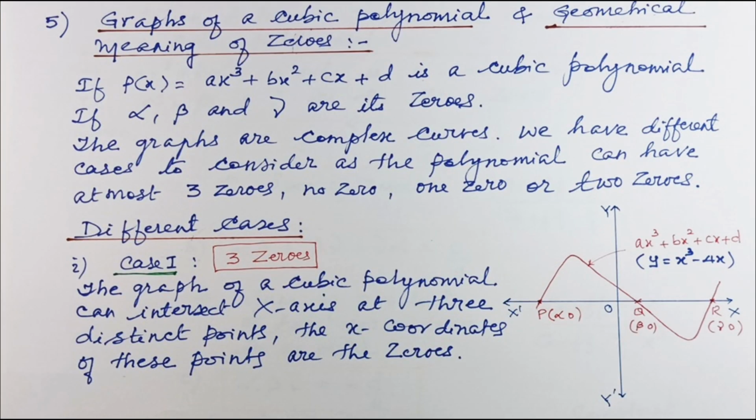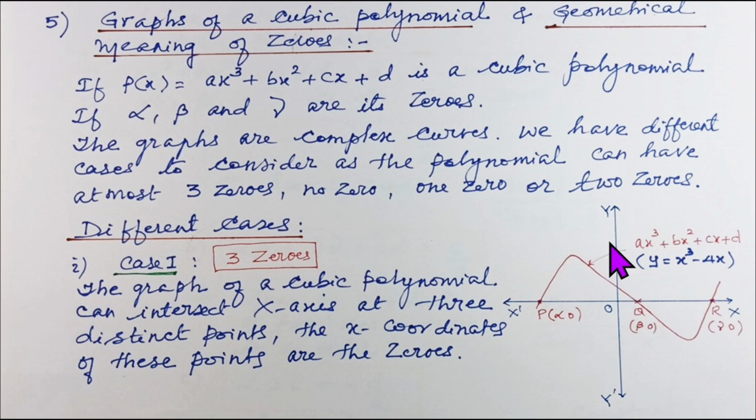The next important point is the graphs of a cubic polynomial and the geometrical meaning of zeros of a cubic polynomial. If ax cube plus bx square plus cx plus d is a cubic polynomial, alpha, beta and gamma are its zeros. The graphs of a cubic polynomial are complex graphs. We have different cases to consider, as the polynomial can have at the most 3 zeros, it can have no zero or 1 zero or 2 zeros.